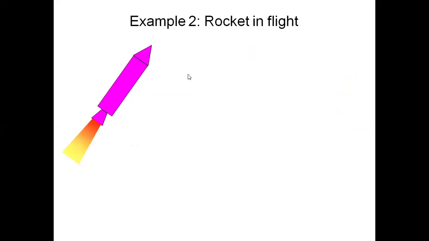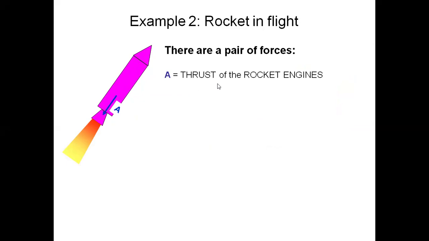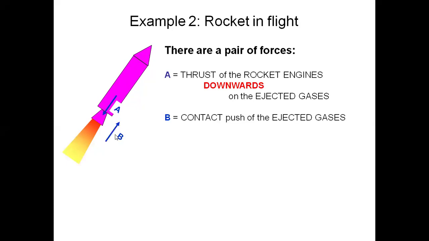Rocket in flight. So here, there is again an example of forces in pair. Gun and bullet example also has the same thing. So the thrust of the rocket engine, A, is downward on the ejected gases. Ejected gases are ejected out, and as a result, they apply force on the rocket, and the rocket moves forward. B is the contact push of the ejected gas. That is also a push force. The rocket is applying push force on the gases, and gases are applying push force on the rocket. So direction is opposite.